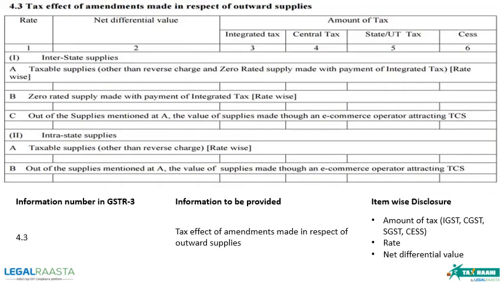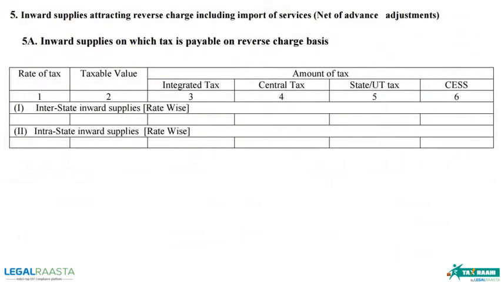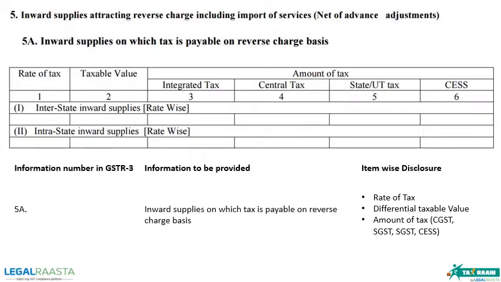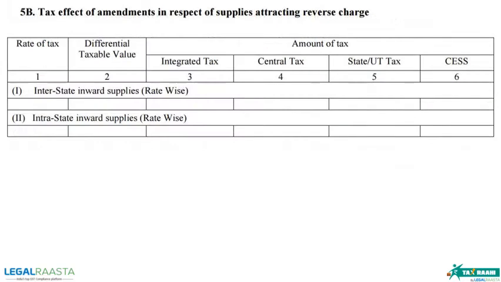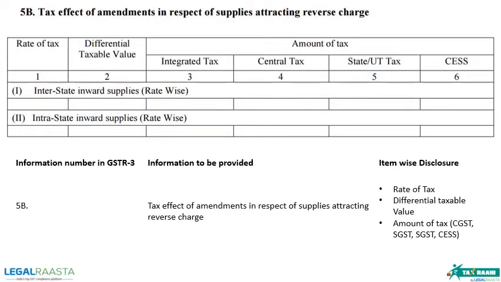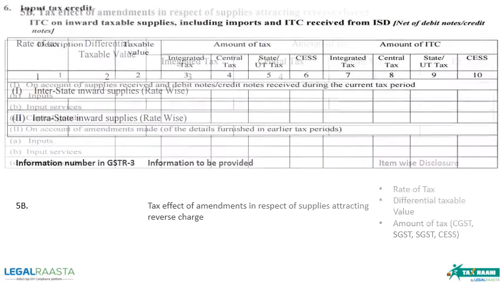Details of tax effect of amendments for outward supplies in case of interstate supply and intrastate supply like rate, amount of tax, etc. Details of inward supplies on which tax is payable on reverse charge basis like rate of tax, amount of tax, etc. Tax effect of amendment in respect of supplies attracting reverse charge like rate of tax, amount of tax, etc.